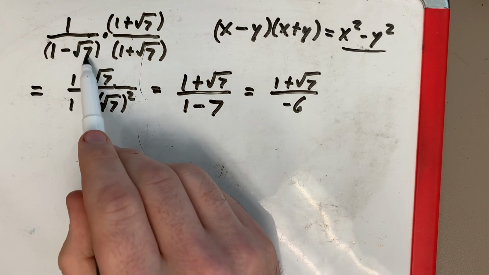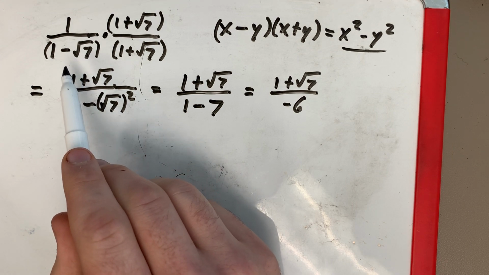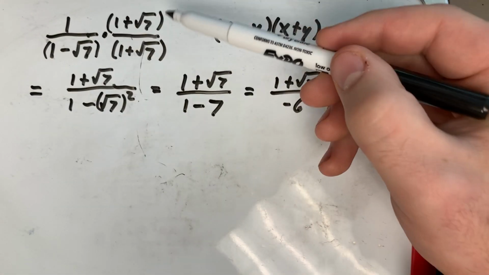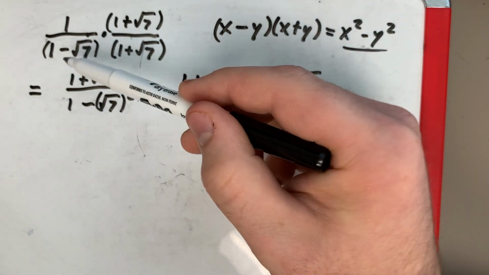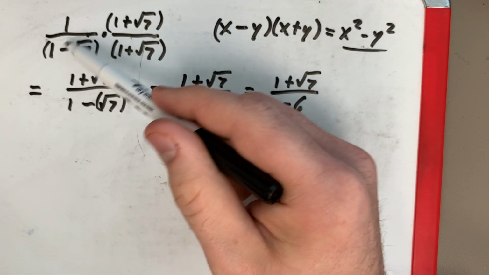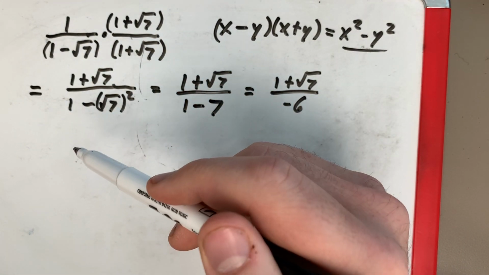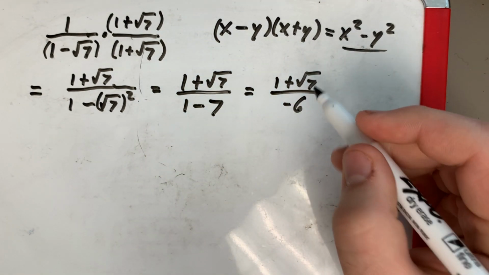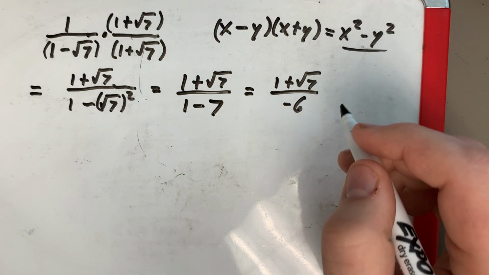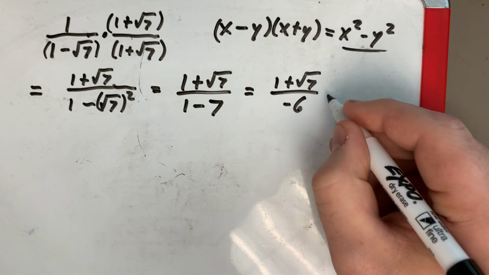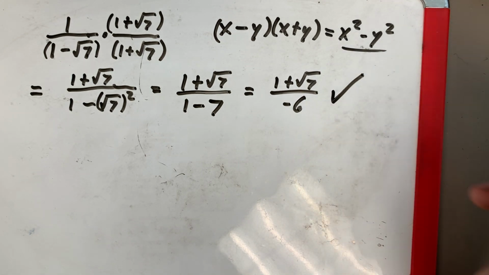The goal was to get the radical out of the denominator. And we did just that by multiplying top and bottom by the conjugate of the denominator over here. And that's how you do that. You're using difference of squares to cancel out radicals. Okay? So with that, this example is done.